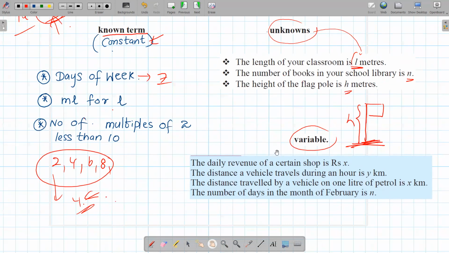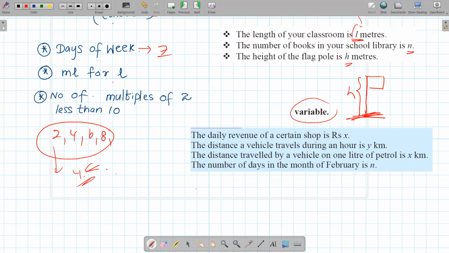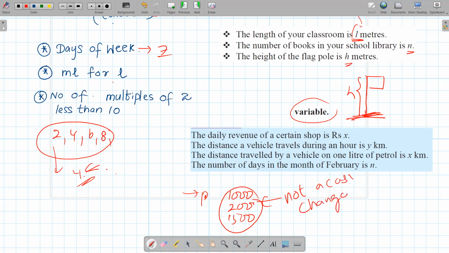Now, the daily revenue of a certain shop is x. Now you check the daily revenue of the shop. Sometimes it will be 1000 rupees. Next day it will be 2000 rupees. Next time it will be 1500 rupees. Like that, it is not a constant. It's changed. If the value changes according to the time, that is called a variable.